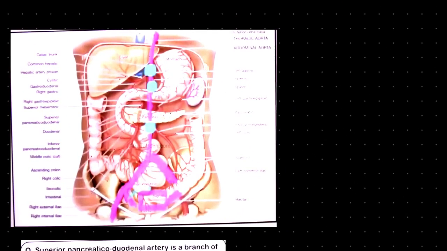Now, before getting into the main topic, I'd like to show you something. We know that the abdominal aorta is present in the posterior body wall, and it is sending anterior branches. The anterior branches are our celiac trunk or celiac artery. Similarly, we have the superior mesenteric artery and the inferior mesenteric artery.